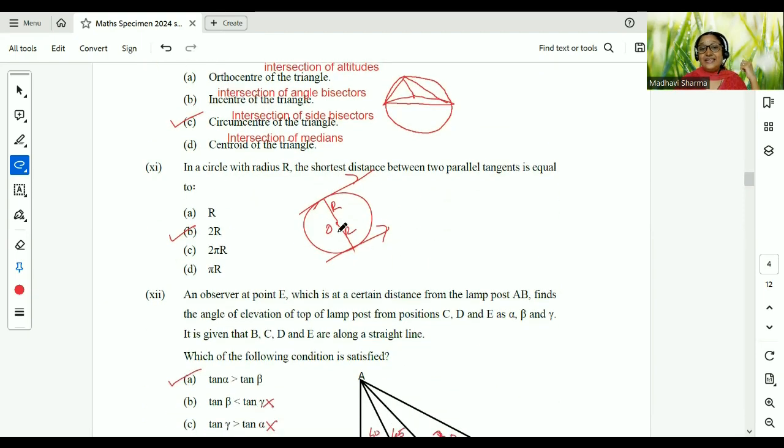In a circle with radius r, the shortest distance between two parallel tangents, of course it is r and r, it is a diameter, children, which is 2r.